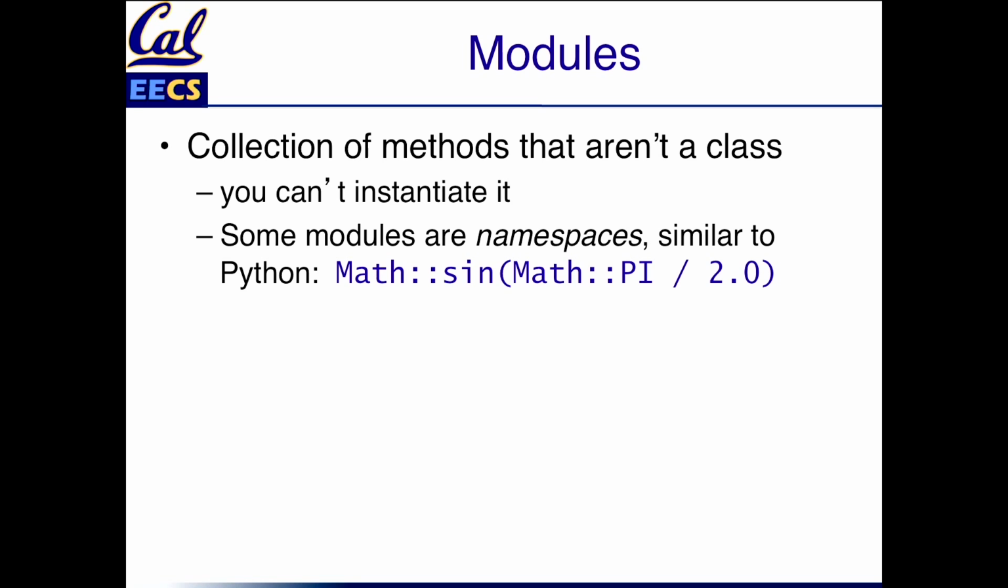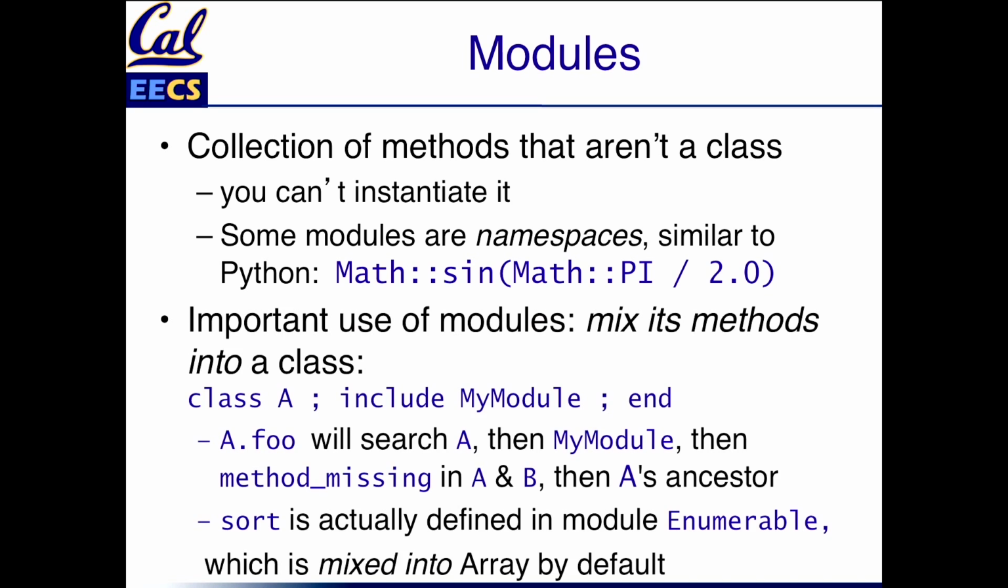Now in some simple cases, the use of a module is just to collect methods related to a common set of operations, like mathematical operations or constants. That's pretty trivial. The much more interesting use of modules, which we focus on, is when you use a module to mix methods into a class. So what does that mean? Suppose that in my declaration for class A, I say include the name of some module.